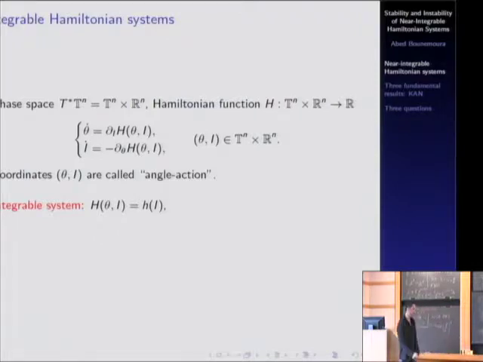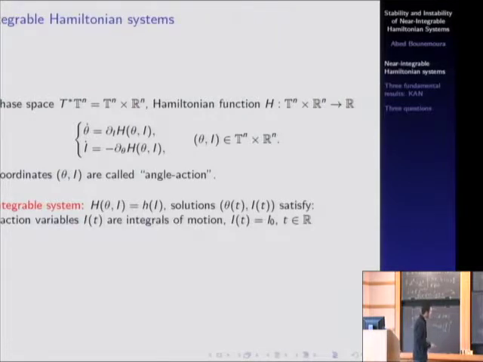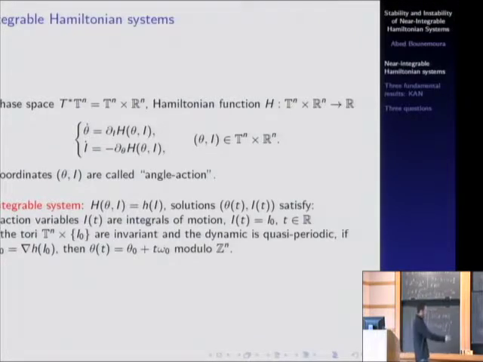If you take this Hamiltonian and plug it into this differential equation, you can easily solve it. The solution, I will denote by theta(t), I(t). You can solve them explicitly. And what do you obtain? The first thing is that the action variables I are integrals of motion, which means that they stay fixed for all time. They don't evolve. That comes from the second equation, because I dot equals 0 in this case. The second thing is the tori T^n times I_0 are invariant. That's exactly the same thing as the first one.